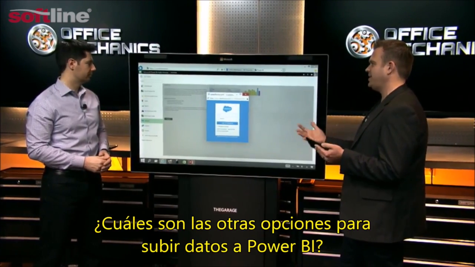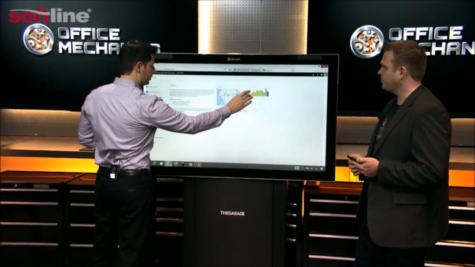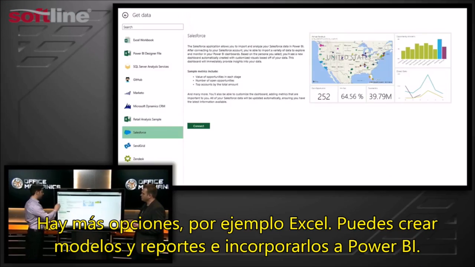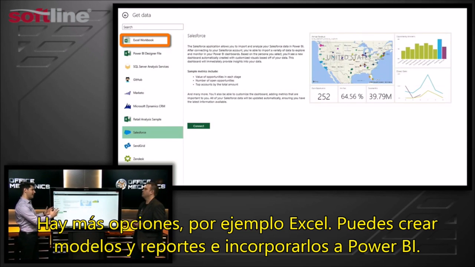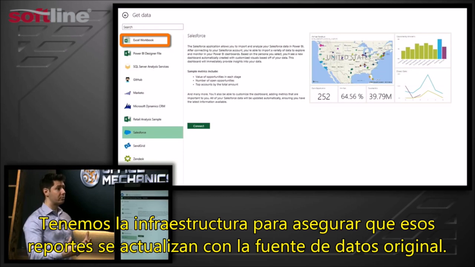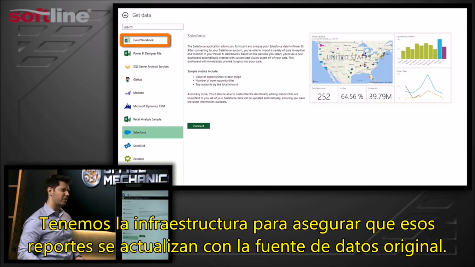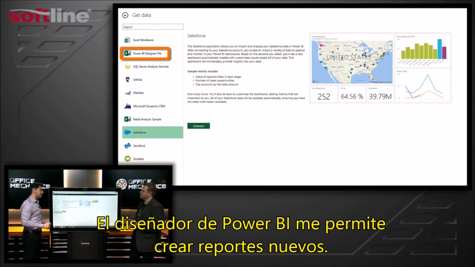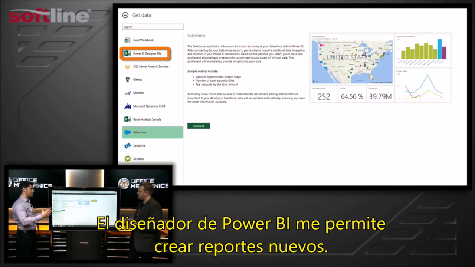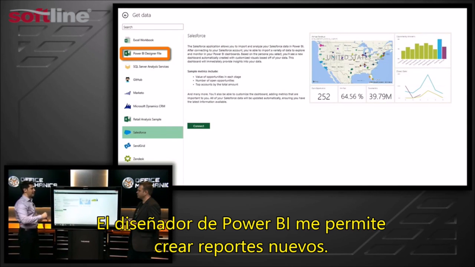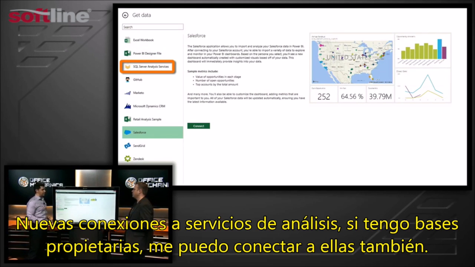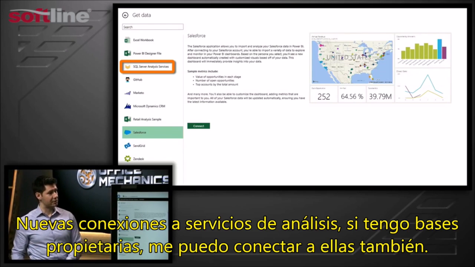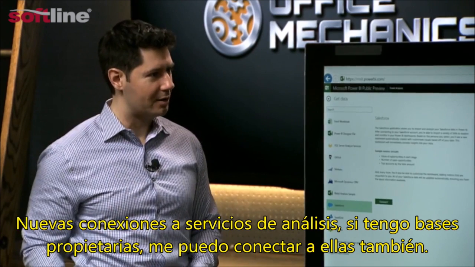Now, what are the other options that I have to get data into Power BI? So there's a couple of other options here. For example, you can use Excel to connect the data, build some models, build some reports, publish that into this environment, and then you can build out your dashboards. And those dashboards remain live. We've got all the plumbing in place to make sure that those dashboards still connect back to the original data source. They're refreshable. I've got the new Power BI Designer, which allows me to build reports and publish those reports out to Power BI, as well as new connections directly to Analysis Services. So if I've got on-premise Analysis Services models, I can connect to those as well and start to build out my dashboards.